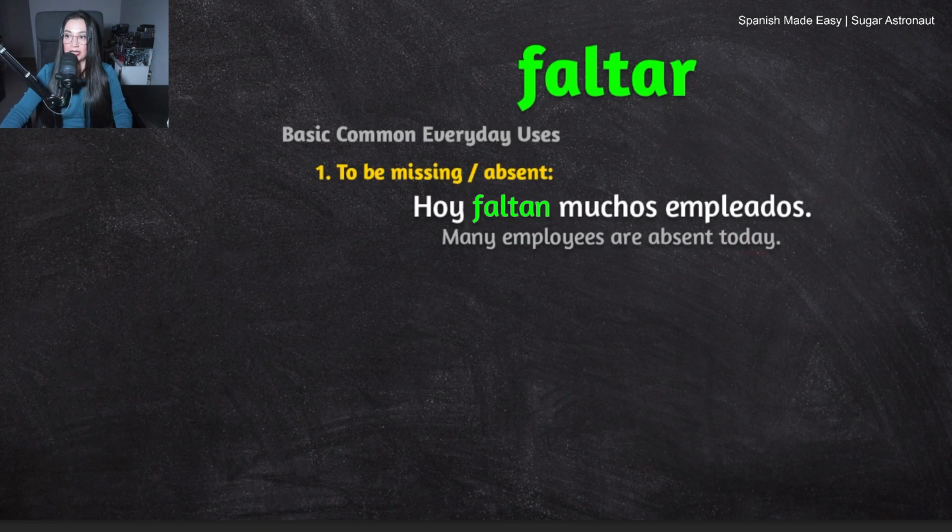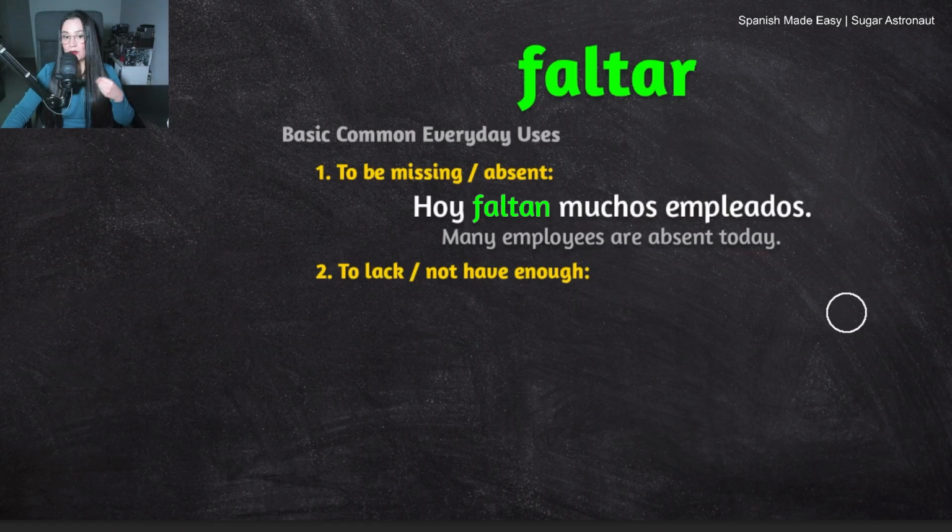Let's talk about the next meaning of the verb faltar. The second meaning is when talking about lacking or when not having enough of something. That's also similar to the first meaning, but in this situation, we're talking about not having enough, okay? And something that is not enough. Maybe you have a little bit, but you need more. Excellent. Let's look at an example.